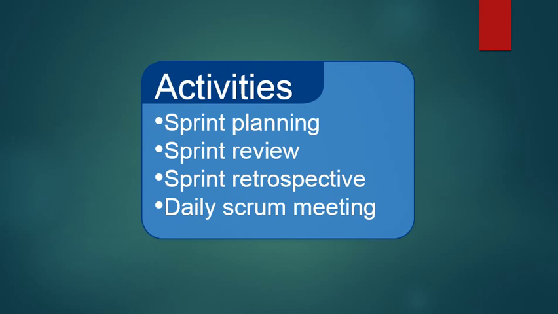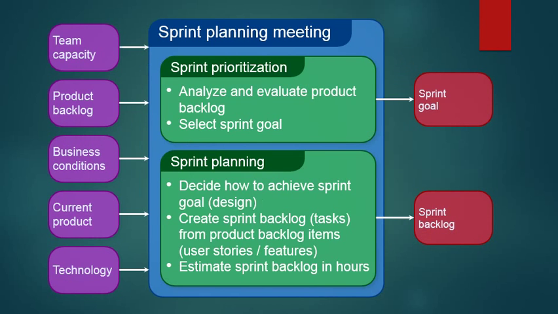The next part is activities. Sprint planning, sprint review, sprint retrospective, and daily Scrum meeting. So, at the sprint planning meeting, we define such things as team capacity, product backlog, business conditions, current product and technology. Sprint prioritization includes analyzing and evaluating the product backlog and selecting the sprint goal. At the finish we have the sprint goal.